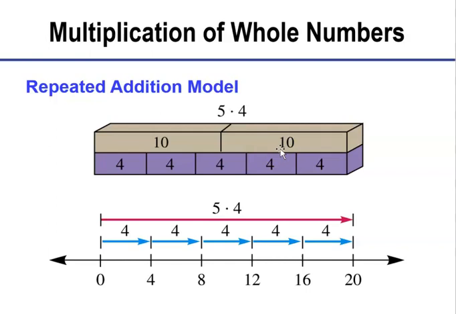With the number line, you'll notice that it is repeated addition. So 4 plus 4 plus 4 plus 4, because remember, addition on the number line, you take your first addend starting at 0 and then stack the next one at the end with no spaces in between. So 4 plus 4 gives us 8, and we continue on until we do 5 of those to get 20.